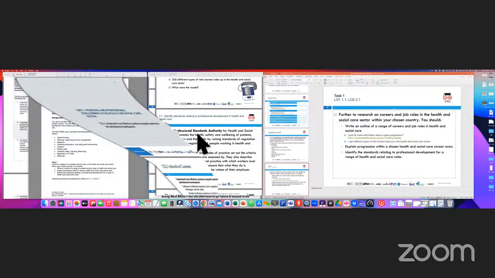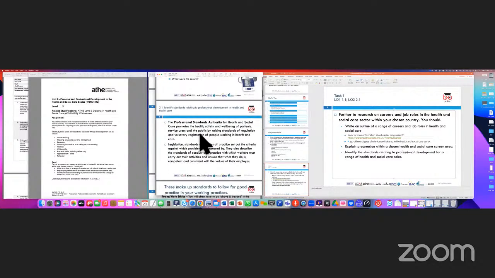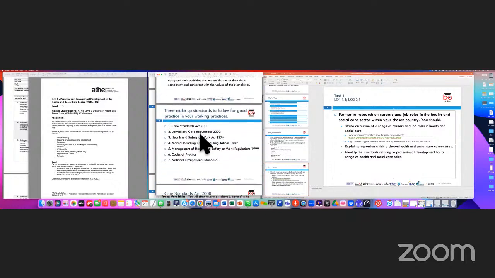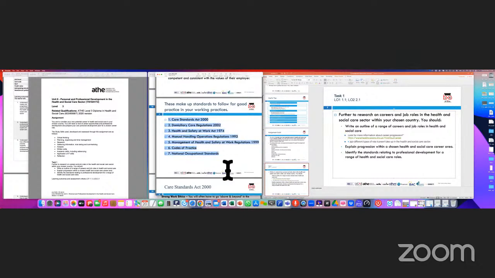So in this case, the Professional Standards Authority and the CQC, which are the two main bodies in the health and social care sector, basically look at setting the standards. And when they look at setting the standards, we need to be able to discuss a few standards here to complete this particular task, which is task 2.1. There are lots of standards, but some of the main ones that I'd covered are there on the Learning Outcome 2 presentation.